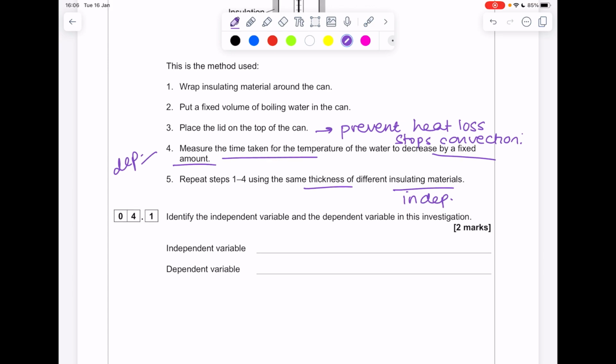Identify the independent variable and the dependent variable. So type of insulating material. What you're measuring is the time taken for the water to decrease by a fixed amount.